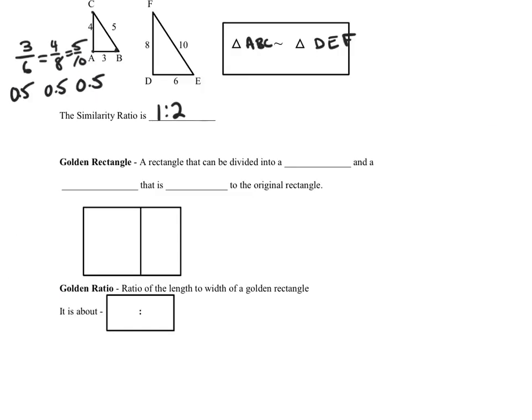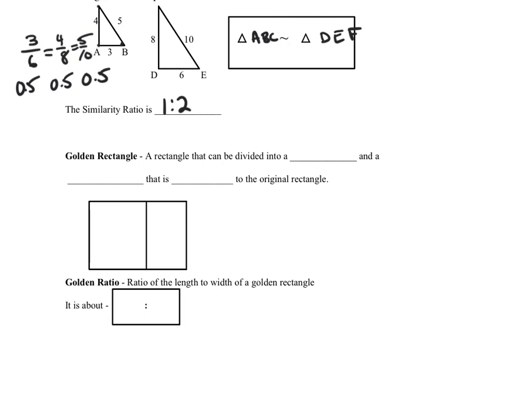One special set of similar figures is the golden rectangle. And it's a rectangle that can be divided into a square and a rectangle. And the rectangle is similar to the original rectangle. So here's our square. The other figure is the rectangle. And this rectangle is similar to the original rectangle.